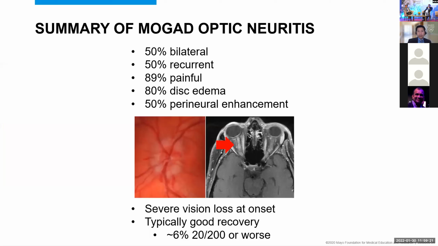So here's our summary of MOGAD optic neuritis. Again, 50% bilateral, 50% recurrent, and a good amount have pain. That disc edema is a pretty good differentiator. On MRI, you want to look for that perineural enhancement. And the good part is, again, the vision recovery tends to be good, with only about 6 to 10% ending up with vision of 20/200 or worse.